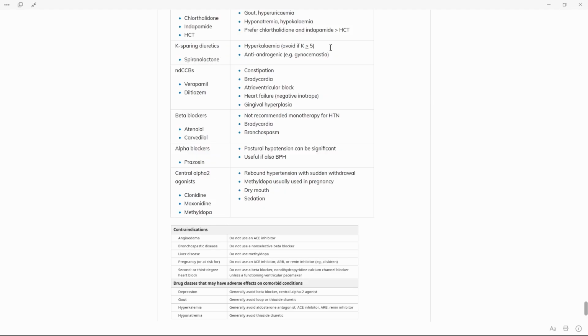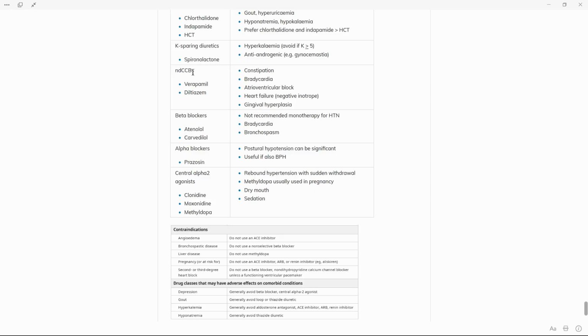Potassium sparing diuretics, spironolactone is one, eplerenone is another. The main side effect we know about is hyperkalemia, so if their potassium is 5 or greater, we avoid using it, and they can also cause anti-androgenic side effects with spironolactone, such as gynecomastia.